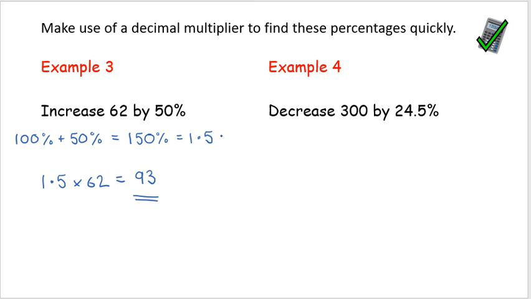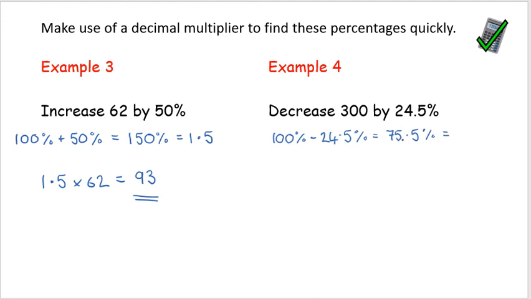So for example 4, decrease 300 by 24.5%. So the first step, again, is to work out what multiplier I'm going to use. So I always start off with my original amount if it's an increase or decrease. So my original amount has been decreased by 24.5%. So I'm decreasing, I'm subtracting 24.5%, which leaves me with a percentage quantity of 75.5%.